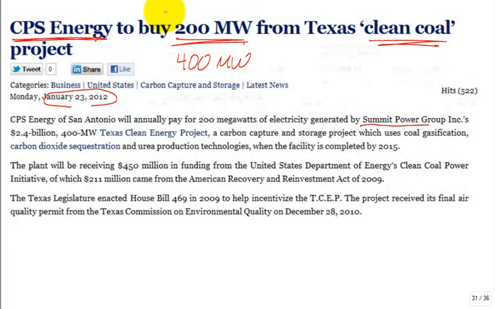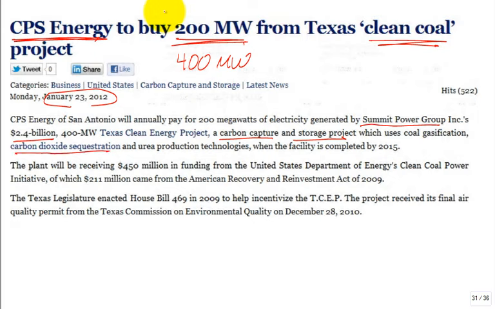It's going to be built by Summit Power Group, $2.4 billion. It's not a small chunk of change. It's going to have carbon capture and storage combined with the coal gasification, cleaning up the sulfur, cleaning up the mercury, putting it through a gas cycle, then putting it through a vapor cycle.